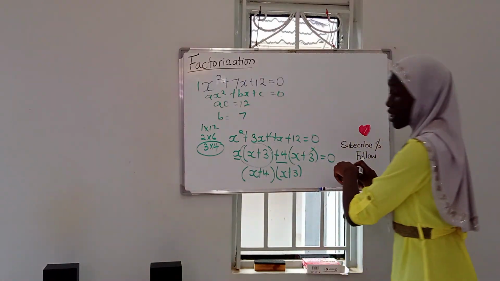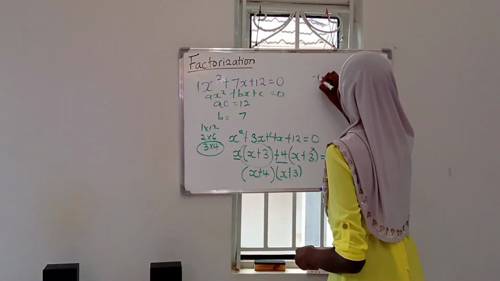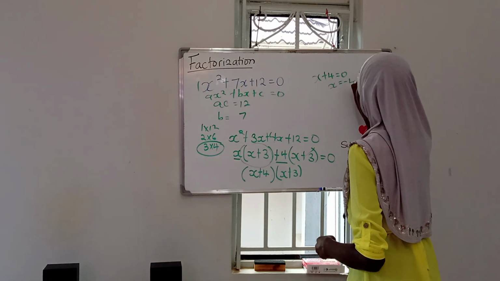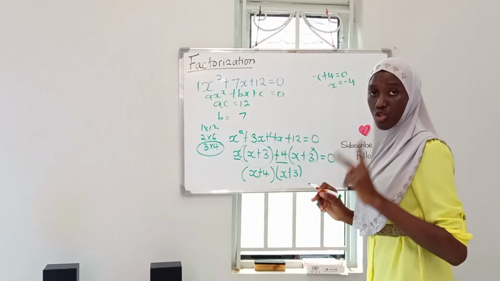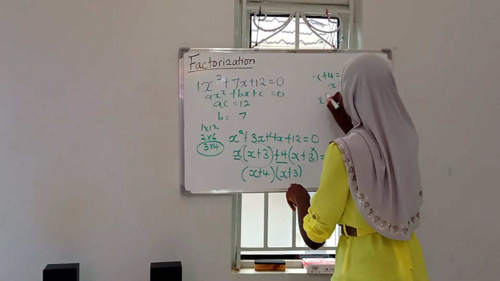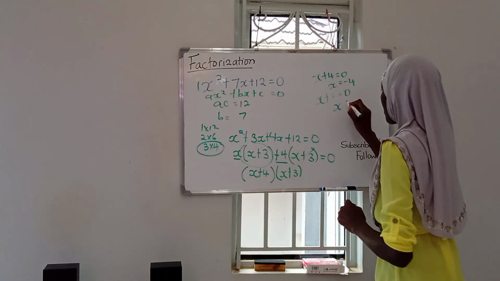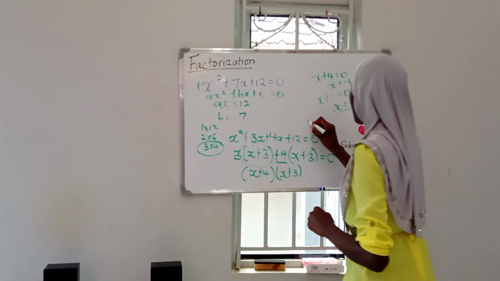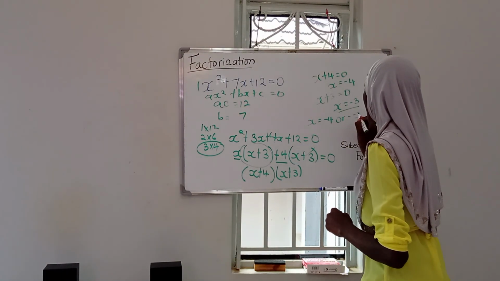Everything in this bracket will equate to 0. Everything in this bracket will equate to 0. So we'll have x plus 4 is equal to 0, meaning our x is negative 4. But since we said a quadratic equation has two roots or two answers, we'll also have x plus 3 is equal to 0. And when you work that out, you'd have x is equal to negative 3. Meaning our answer is x is equal to negative 4 or negative 3.